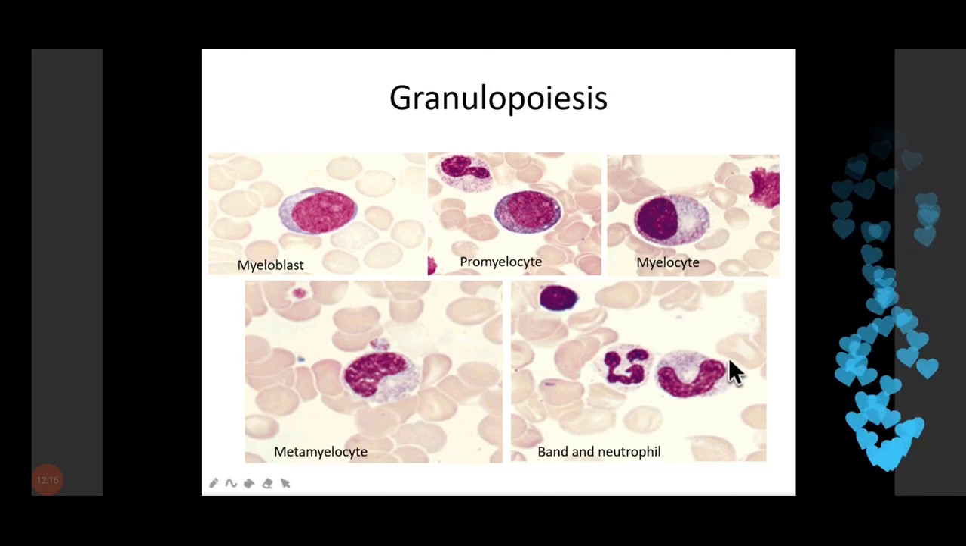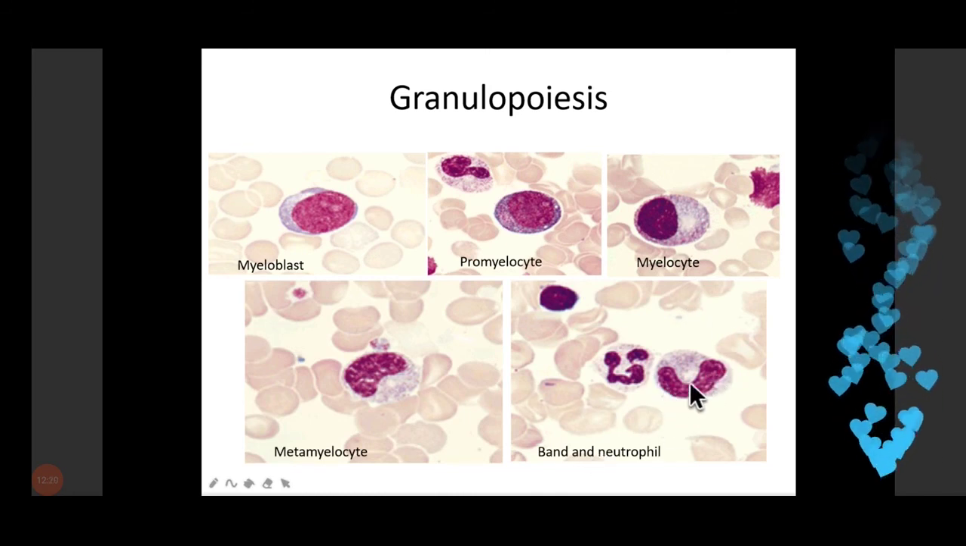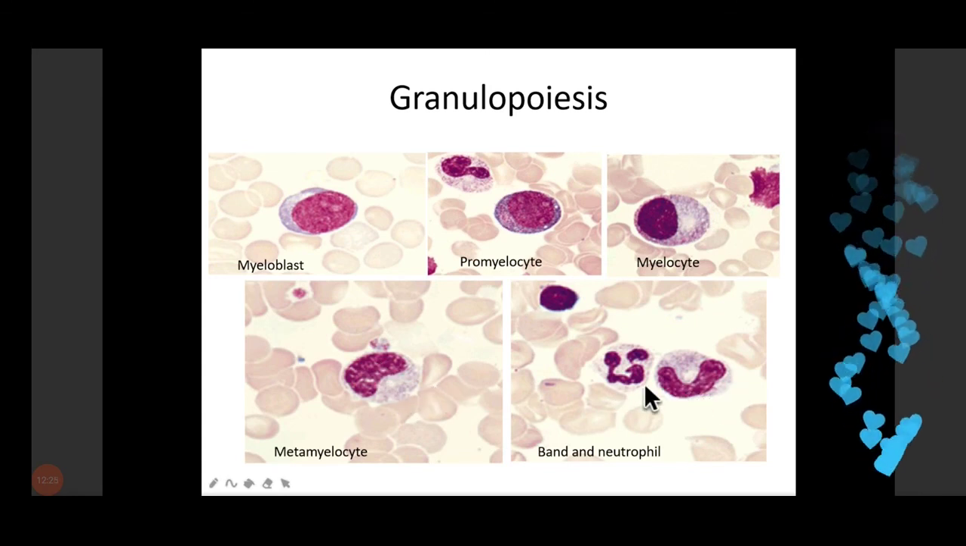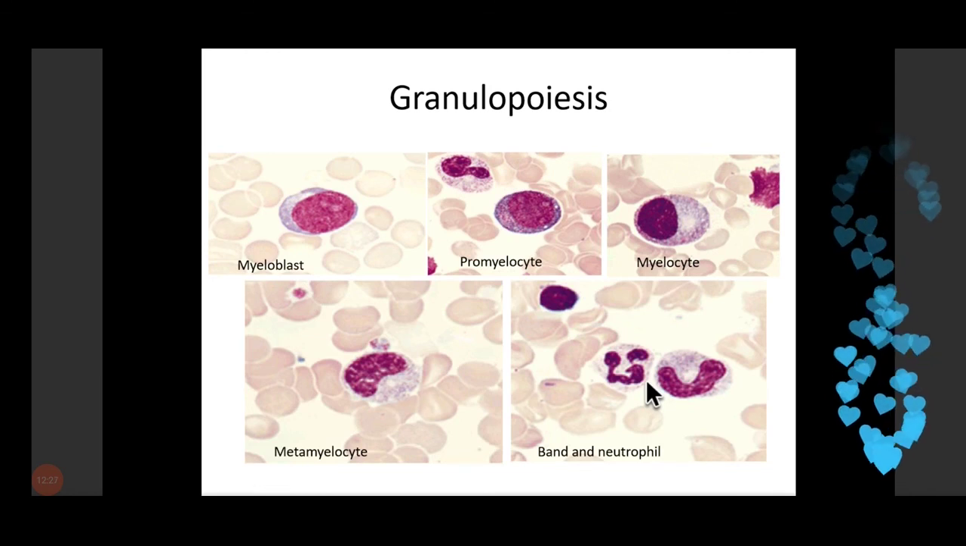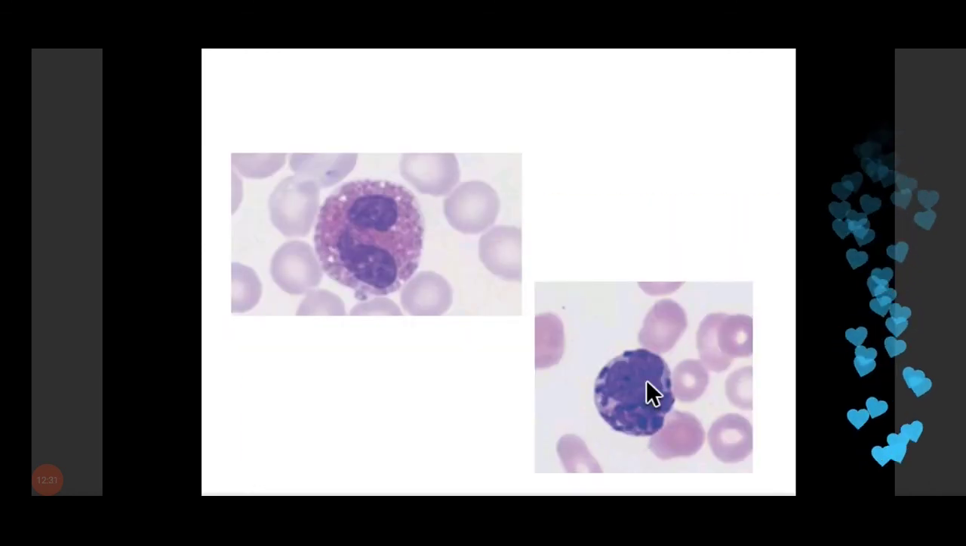Okay, you have to appreciate the granules in them also. The band is the one which is U-shaped, with more indentation compared to that of the metamyelocyte. Then if the lobulation occurs, we have the neutrophil. So that was about red cells and WBC.